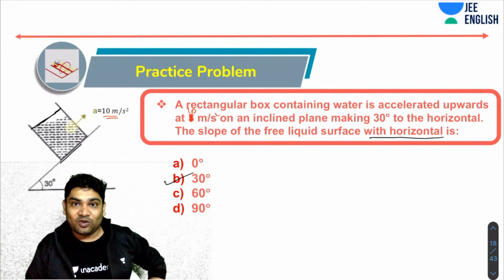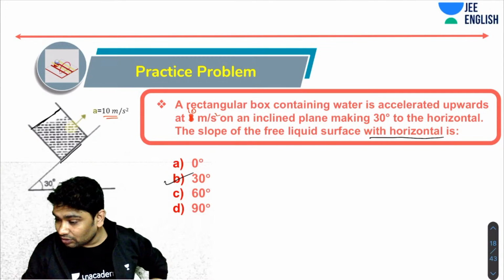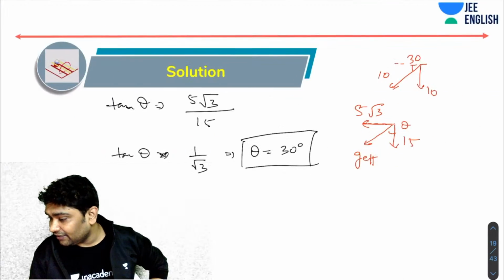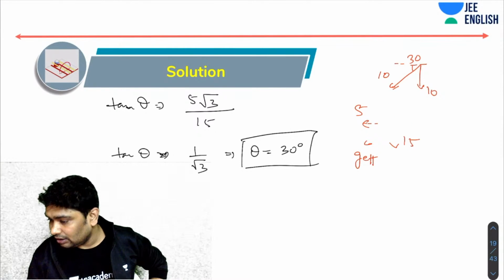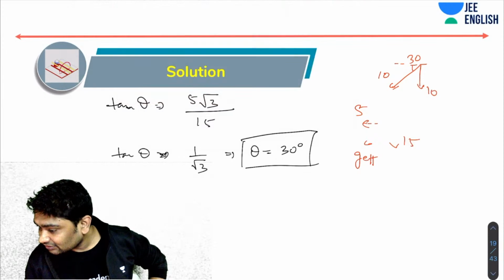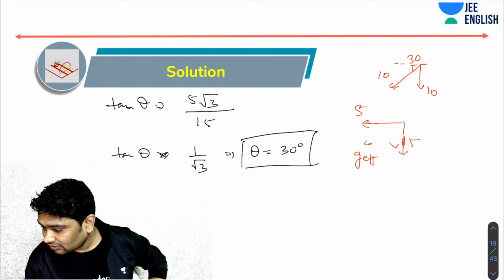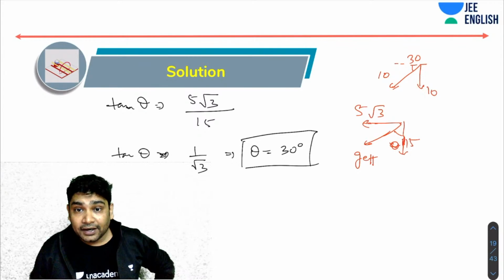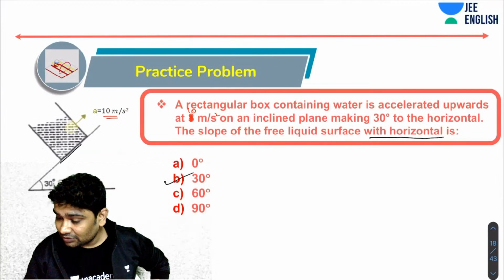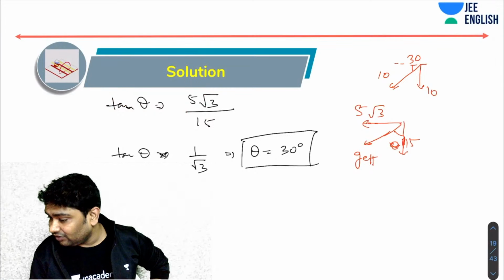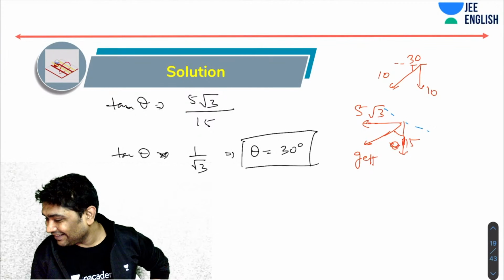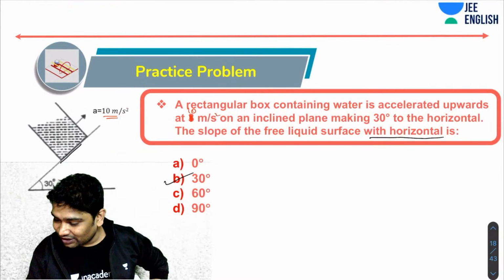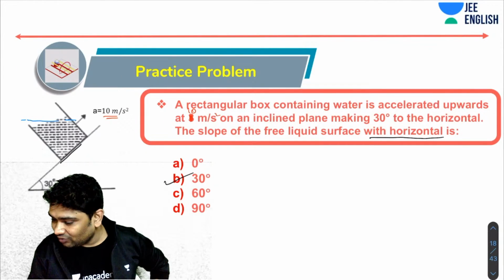The thing would probably get like this. No, not even like this. Let's see. It will in fact get like this, because the G effective is like this. So the water level would actually get like this. With the horizontal, if this is the horizontal, then the water level would have been like this at 30 degree.